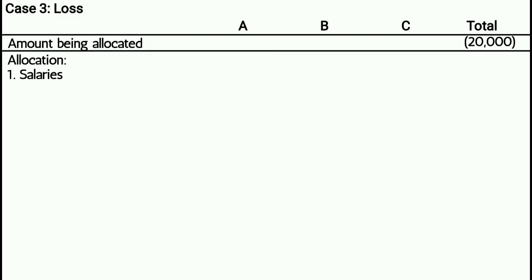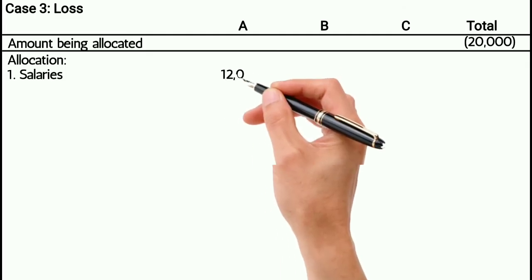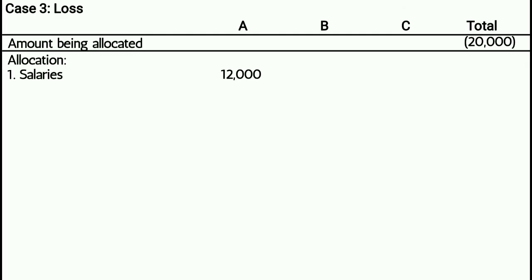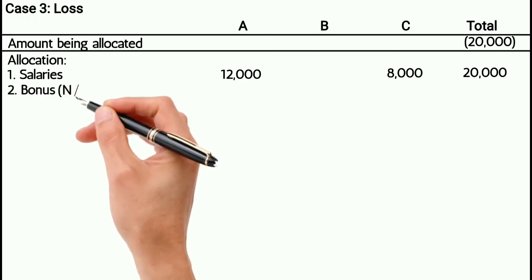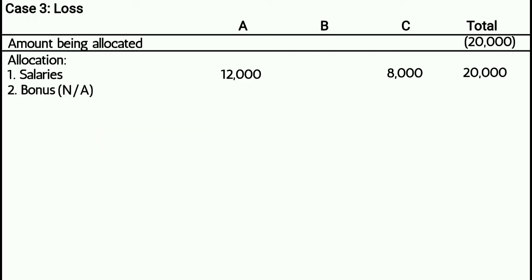First, salaries. Ang annual salary ni A ay 12,000 pesos at ang annual salary ni C ay 8,000 pesos. In total, 20,000 pesos. Next, bonus. In this case, bonus is not applicable. Why? Bonus is not applicable because the partnership incurs a loss of 20,000 pesos. Recall that a partner is not entitled to bonus if the partnership incurs a loss.